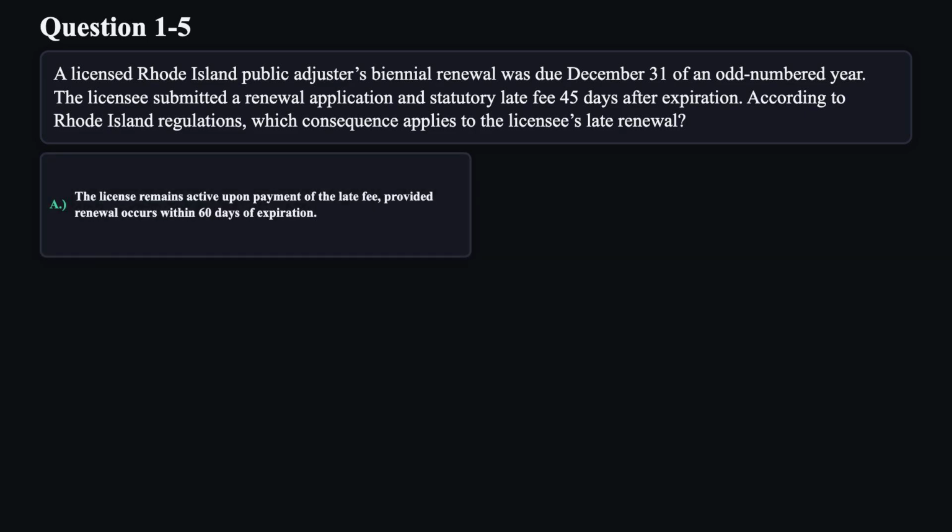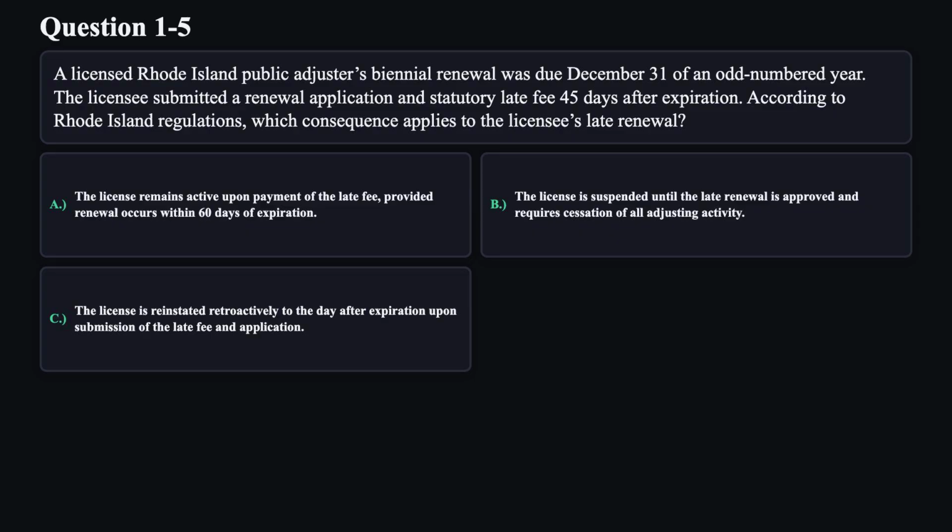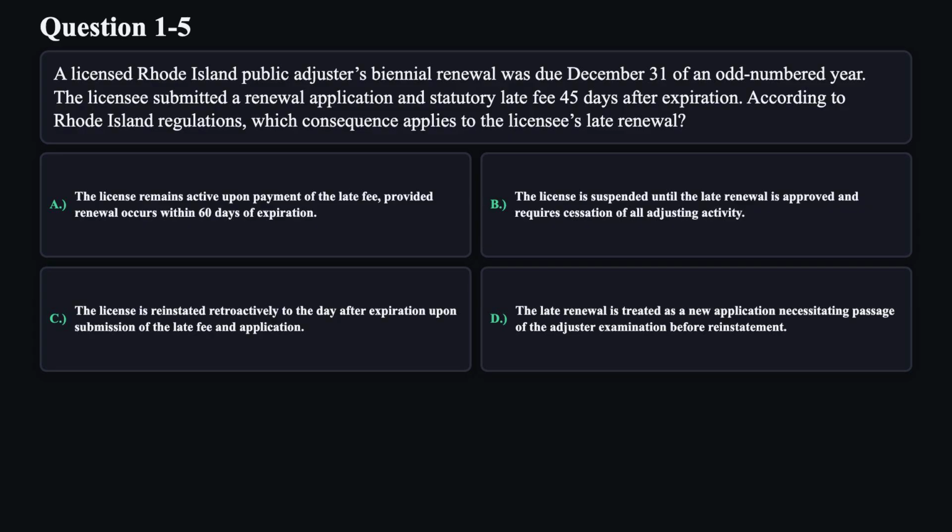A. The license remains active upon payment of the late fee, provided renewal occurs within 60 days of expiration. B. The license is suspended until the late renewal is approved and requires cessation of all adjusting activity. C. The license is reinstated retroactively to the day after expiration upon submission of the late fee and application. D. The late renewal is treated as a new application necessitating passage of the adjuster examination before reinstatement.